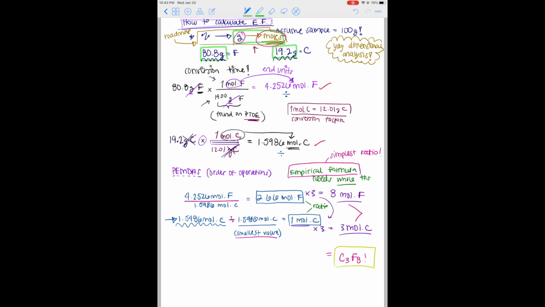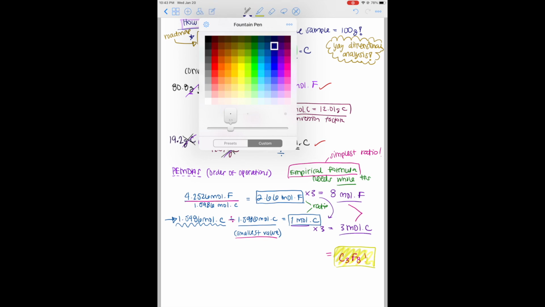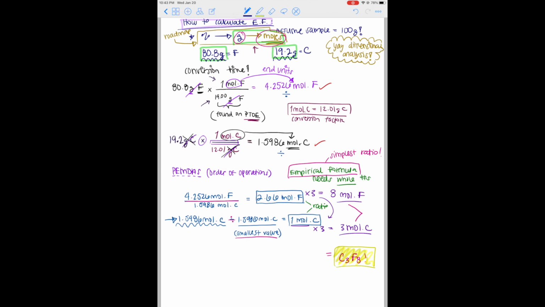As a recap, to make sure you'll remember these steps for next time, let me refresh your memory. We will always assume that we have a 100-gram sample when given mass percentage. We convert each element from grams into moles. We divide the moles of each element by the element with the smallest amount of moles, and then we multiply up the ratios if we need to work with whole numbers or integers.